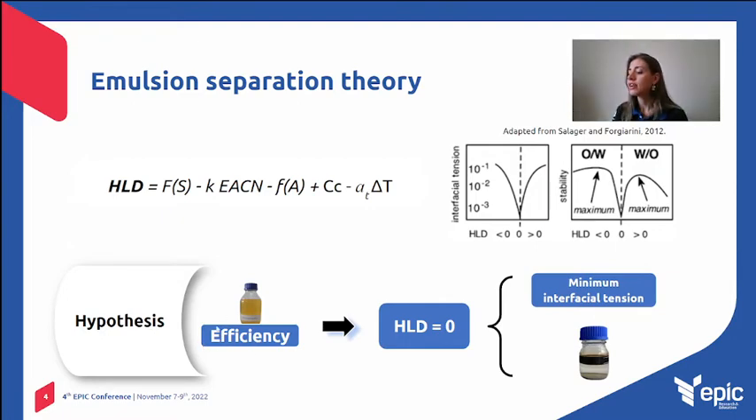The demulsifier efficiency could be correlated with interfacial tension measurements through the HLD concept, which means we hope the most efficient demulsifier would be able to lead my system near to HLD equal to 0, which means a minimal interfacial tension and minimal emulsion stability, consequently achieving the phase separation.